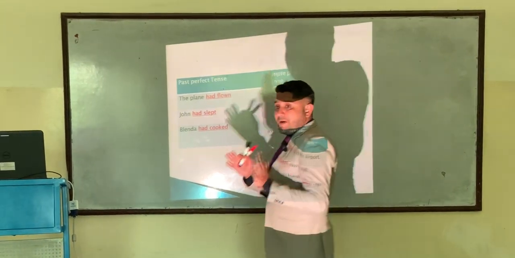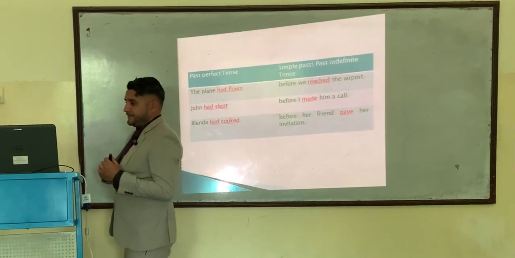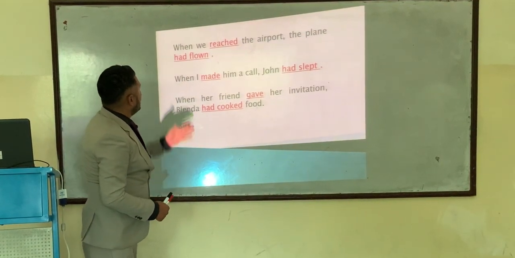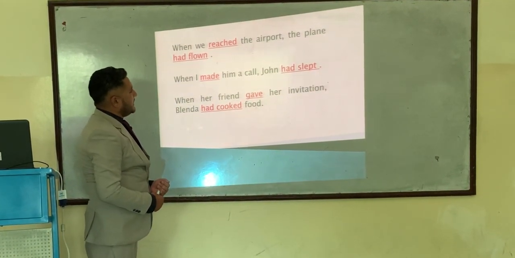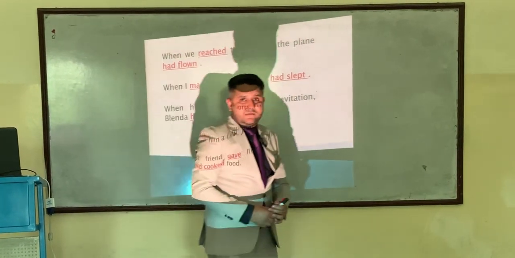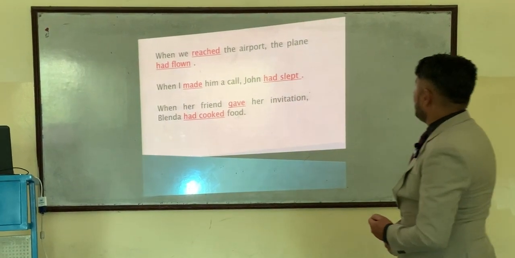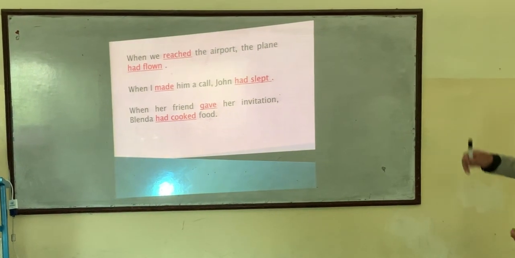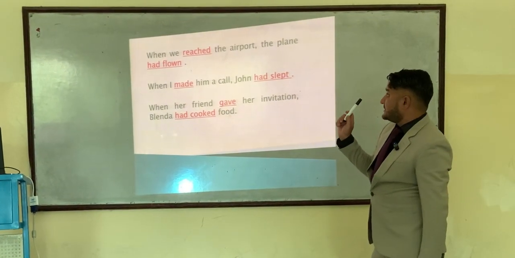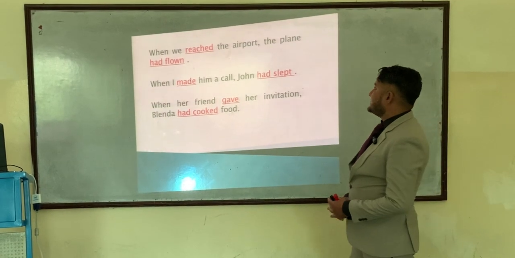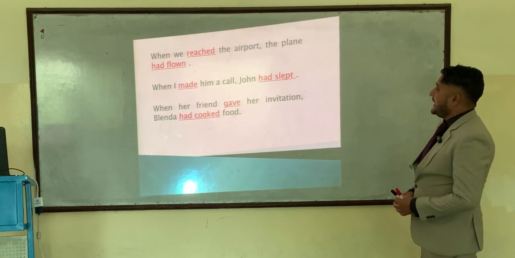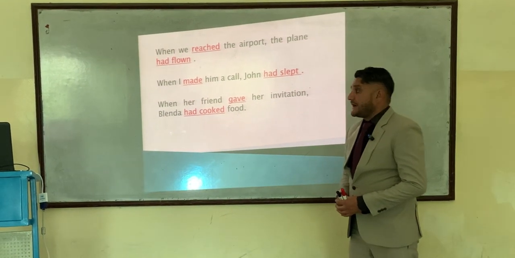Now, no matter which clause occurs first. For example, in the next slide you can have a look: the same clauses occur, but the conjunction has been changed now. Before we reached the airport, the plane had flown. Though the conjunction has been changed, some changes are there. Now when the conjunction occurs in the beginning, after airport a comma is used. And the plane had flown is still in the past perfect.